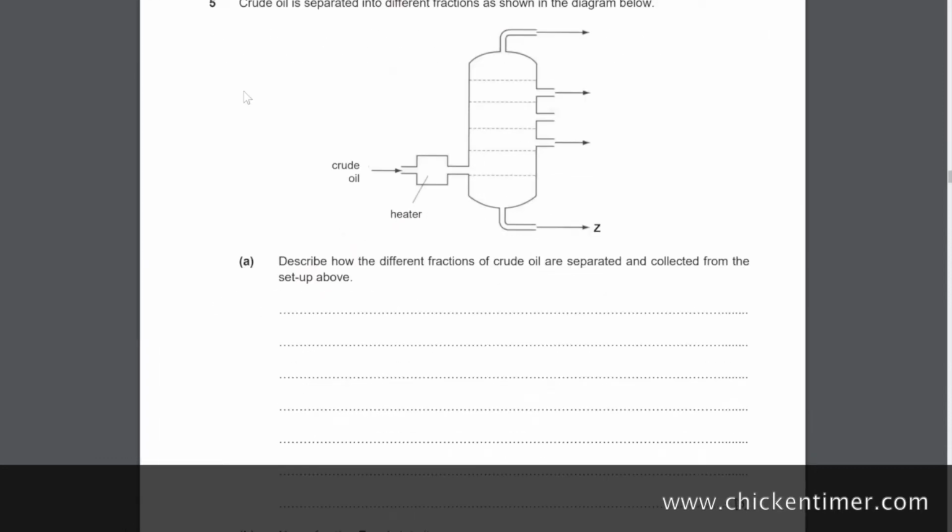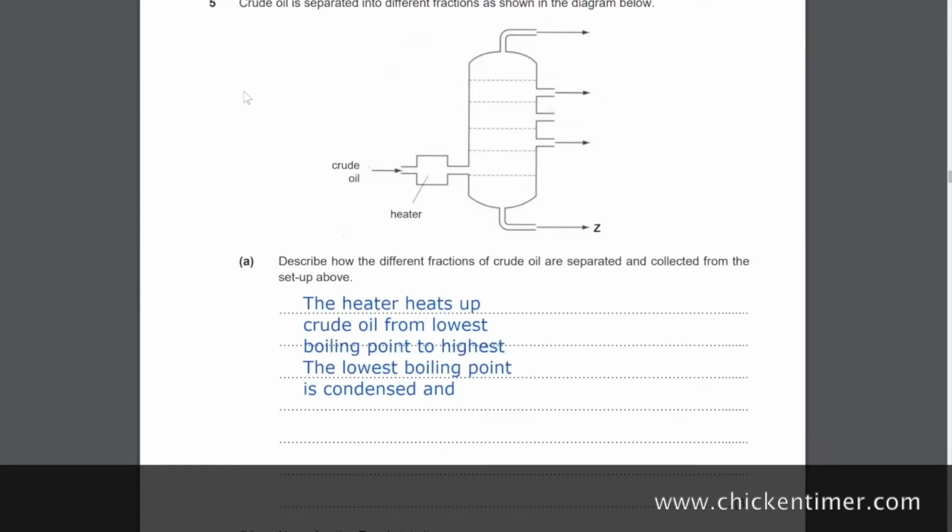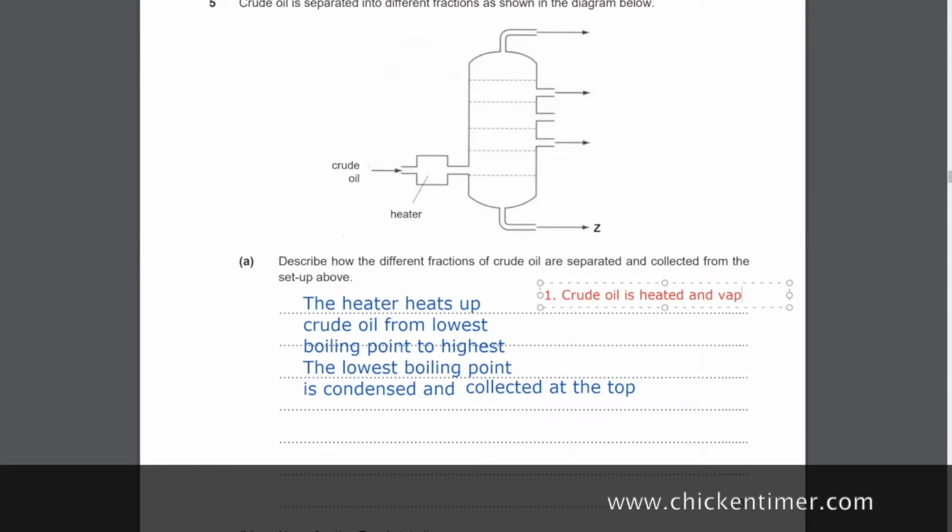Question 5, 3 marks. Describe how the fractions are separated and collected in the setup again. The heater heats up the crude oil. Do you think this is enough for 3 marks? You must also talk about the highest boiling point, where it is collected. The highest boiling point is cooled and collected at the bottom. Yes. So if you look at the mark scheme, you will see that the crude oil is heated and vaporizes. That's 1 mark.